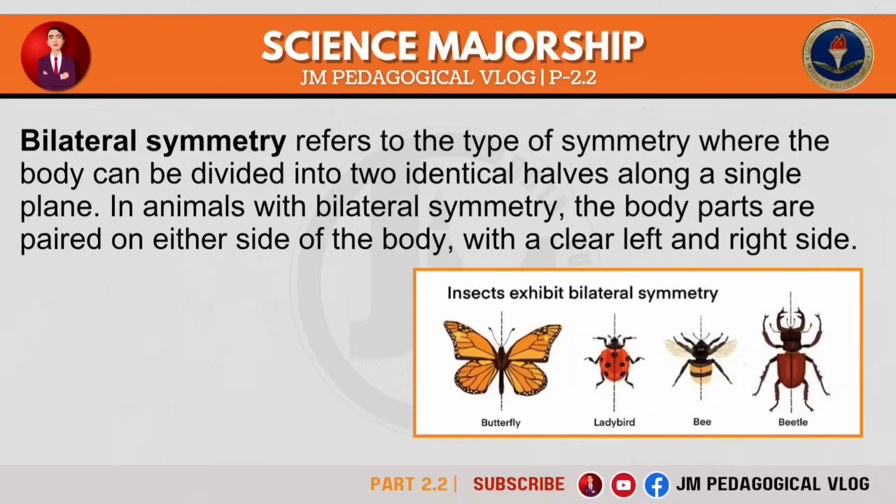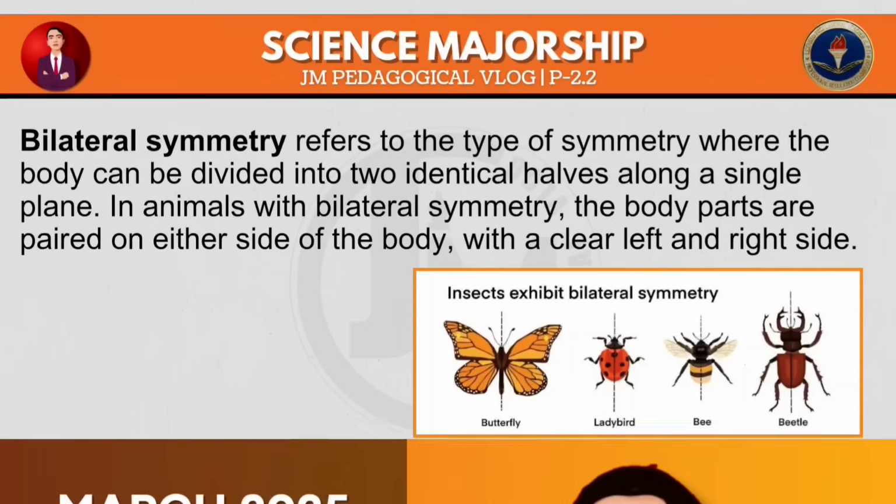Bilateral symmetry refers to the type of symmetry where the body can be divided into two identical halves along a single plane. In animals with bilateral symmetry, the body parts are paired on either side of the body with a clear left and right side.